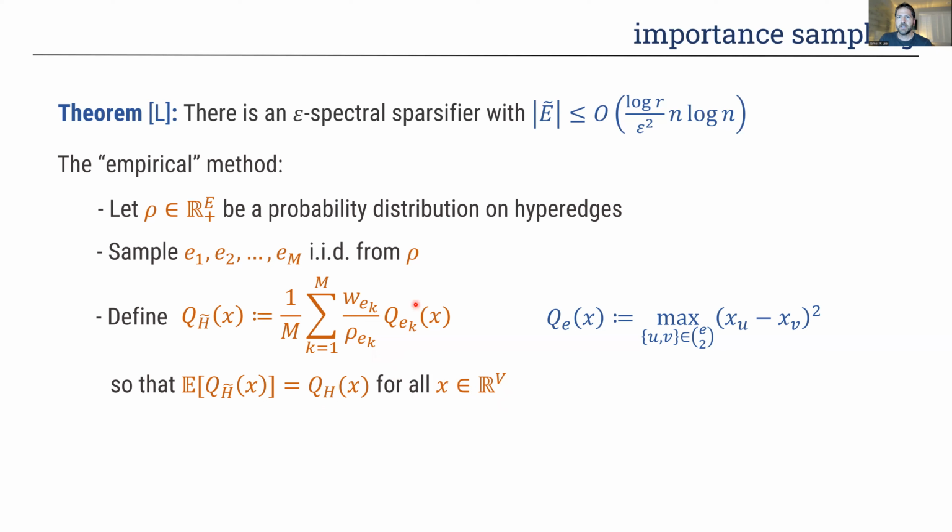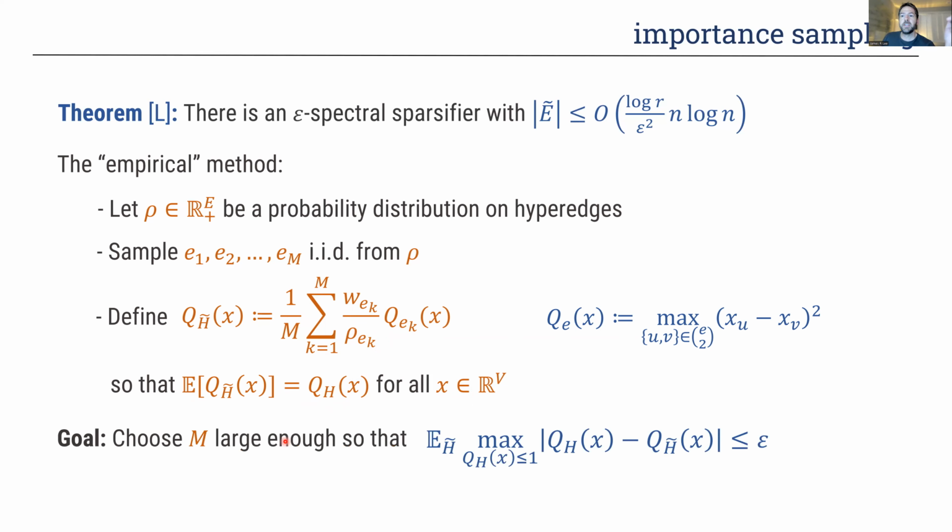Okay, so like you can see, we sample an edge with probability rho sub e, but then we weight it by 1 over rho sub e, so that in expectation a single sample is equal to Q_H of x. And then we take m samples and take their average. So again, in expectation, we get the correct thing. Okay, that's the idea of the empirical method.